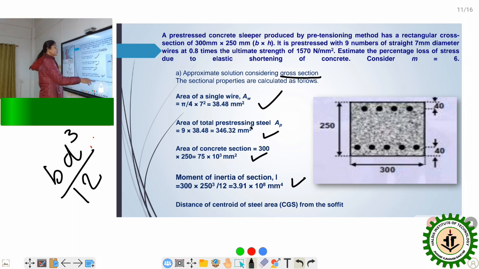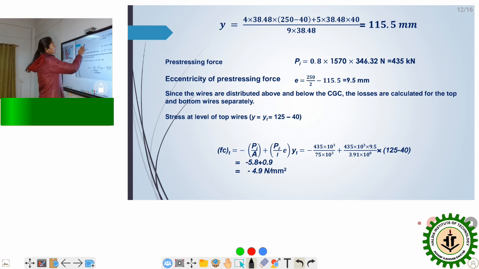So the distance of the centroid of the steel area from the soffit. Now let's see how to find it out. We take it as y. We have four tendons in the top layer, and each has an area of 38.48, and the tendons are placed at 250 minus 40 from the top, where 250 is the total height and the midpoint of the tendons is placed at 40 mm.